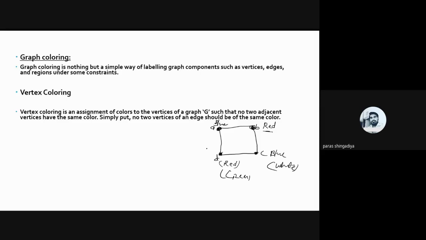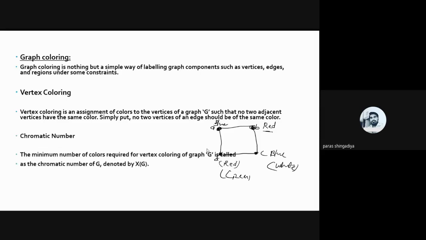Okay, so this is one definition, and the next one is the chromatic number. Chromatic number means the minimum number of colors required for vertex coloring. That is known as the chromatic number. Its minimum value is known as the chromatic number, and that is denoted by X of G. What does X of G mean? That is known as the chromatic number.